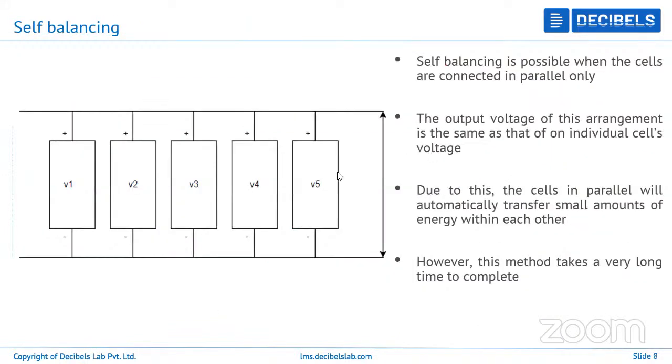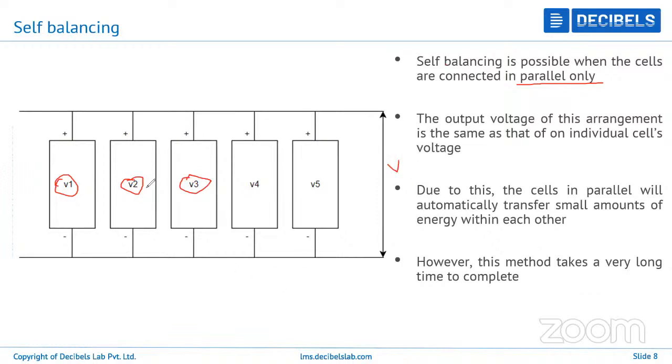Self-balancing is a type of balancing that can only be done if the batteries are placed in a parallel circuit. It's only possible when they're placed in a parallel circuit. We know that in a parallel arrangement, the voltage of all the cells put together is the same. Whatever voltage V1 has will be the same as V2 and V3. So all these cells put together will have the same output voltage V.